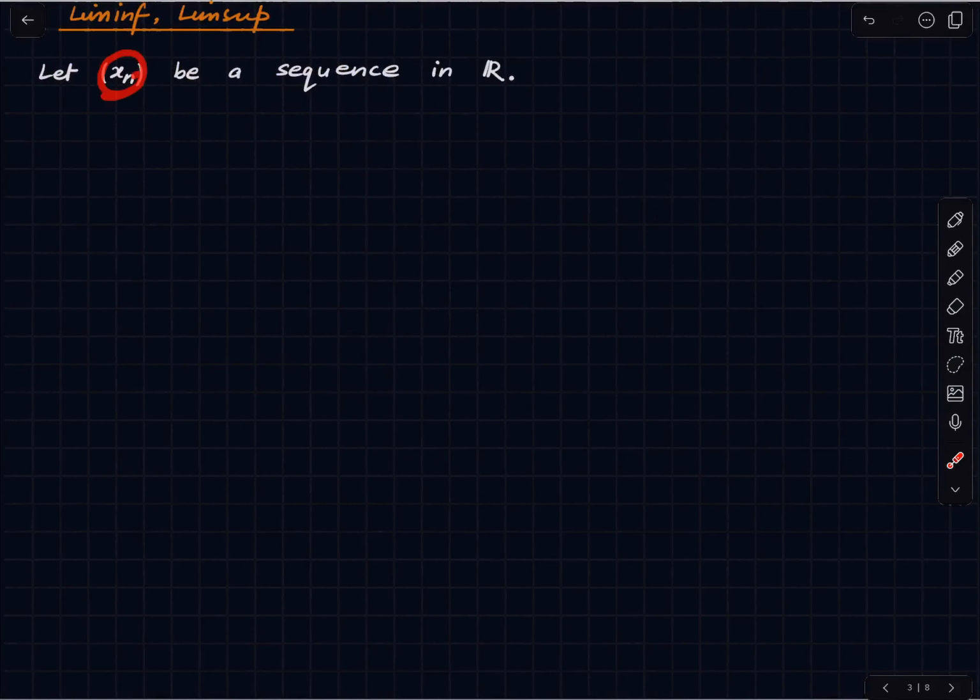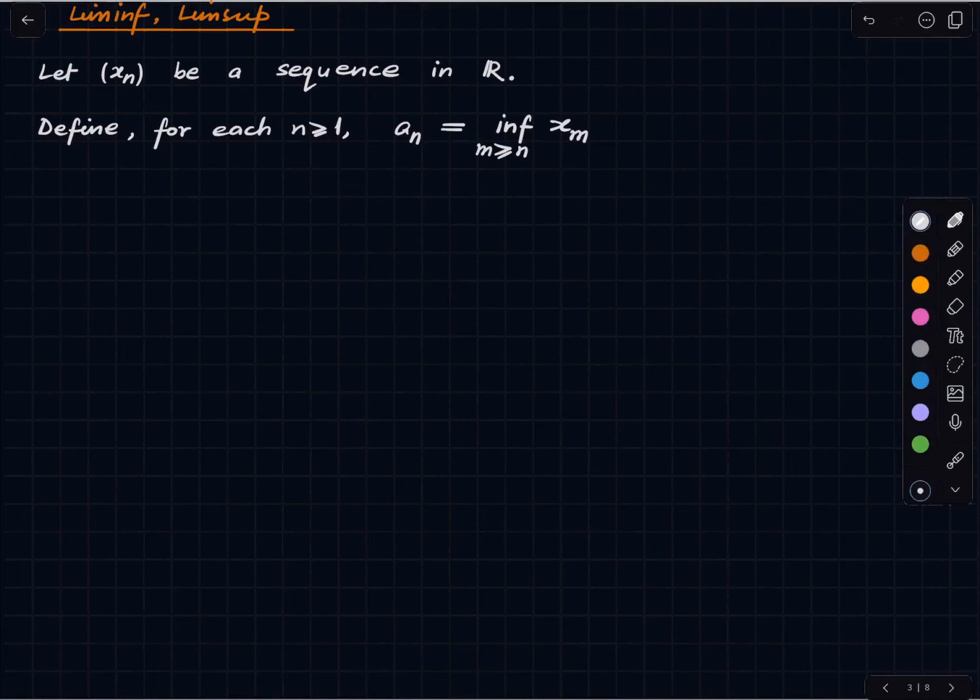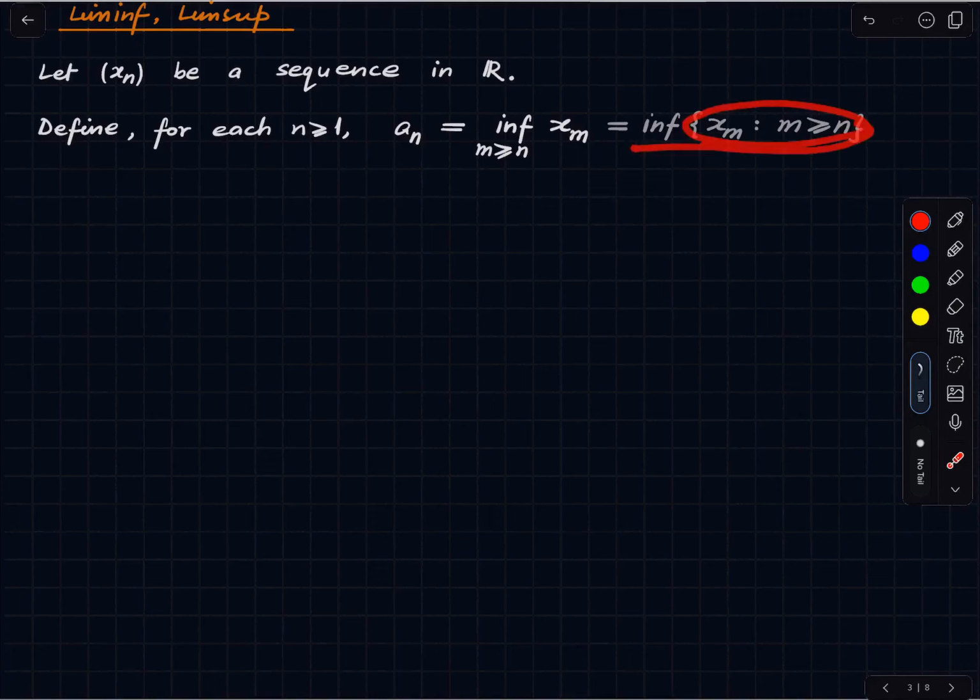So fix a real sequence. Then we can define another sequence out of it. So define, for each n, the number an, or I shouldn't say the number, but let me write down: it's this entity. What is the meaning of this? This is more precisely the infimum of that set. This is a set of real numbers. We are taking its infimum, and this is a very convenient notation for the same thing.